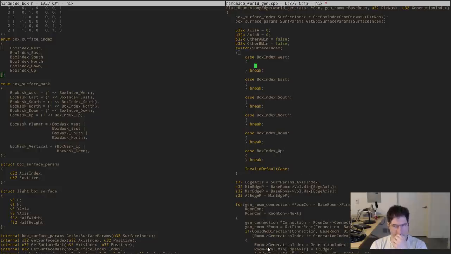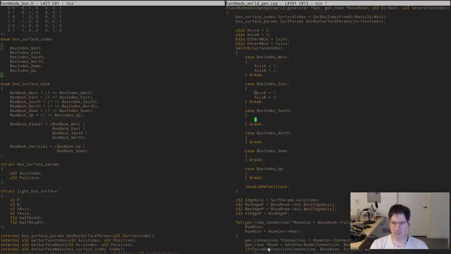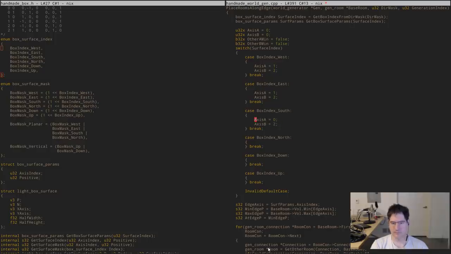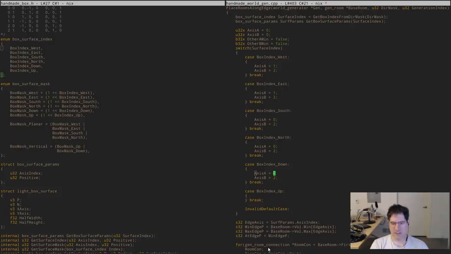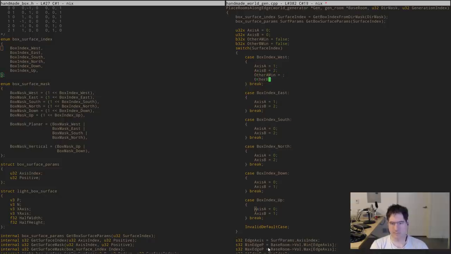All right, so in the case where we're doing west and east, then axis A is 1, axis B is 2, right? In the case when we're doing south and north, then axis A is 0 and axis B is 2. And then if it's up and down, it's the other ones, right? Then in terms of other A min, other B min, if we're going to the west, then B lines up with the min, and A lines up with the min.